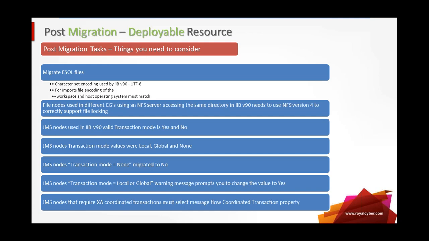Again, if your JMS nodes are required for coordinated transactions, basically, you have to enable it. You have to go to the message flow and enable the coordinated transaction property. So these are the things which you have to do after your migration, right?